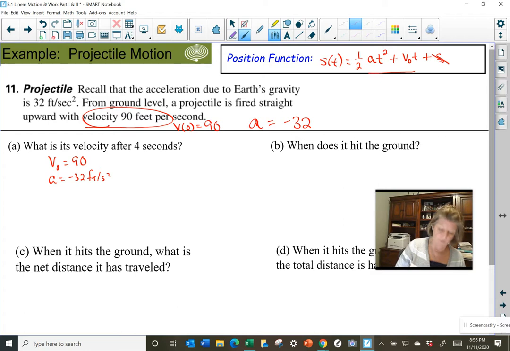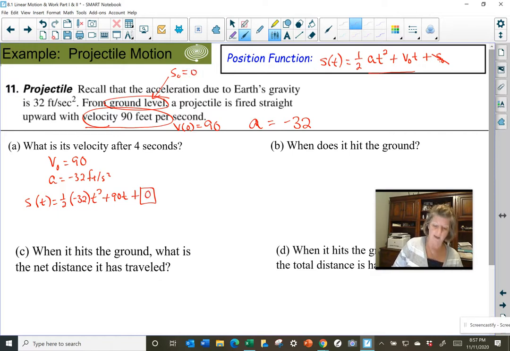And that allows me to write a position function of 1/2 of negative 32 t squared plus 90 t, plus I need to figure out what its initial position was. From ground level is an indicator that S naught was 0, so I can fill that in as well. If you're keeping track down here, S naught was 0. It started at the ground. So we get this function here.